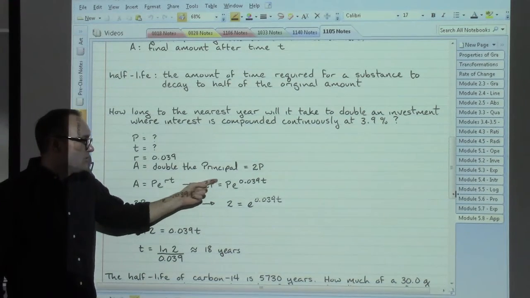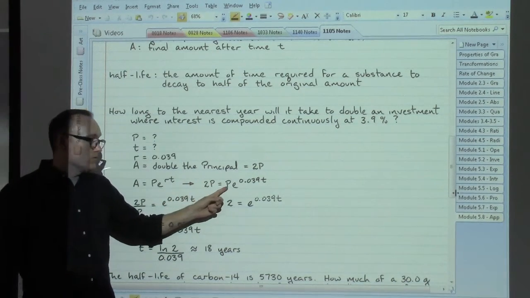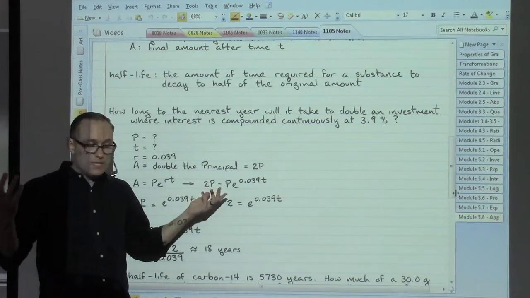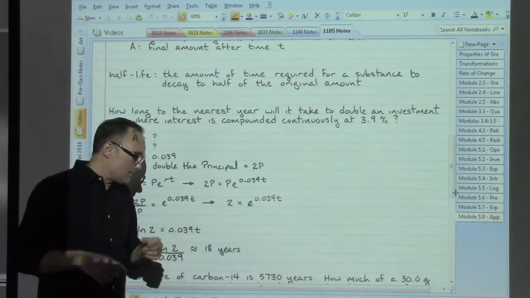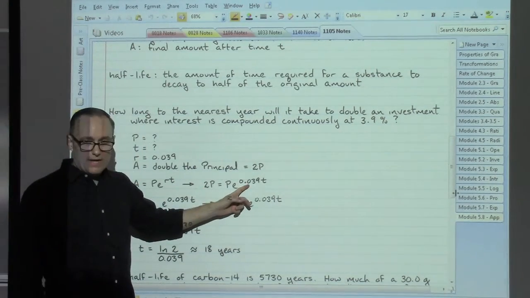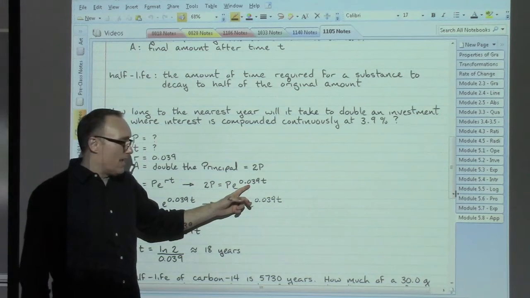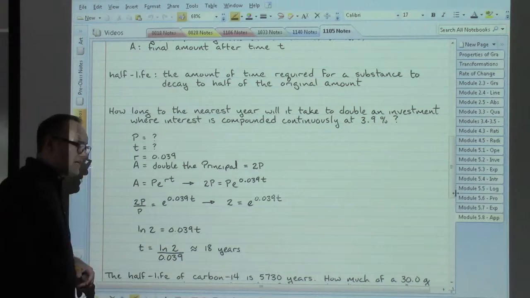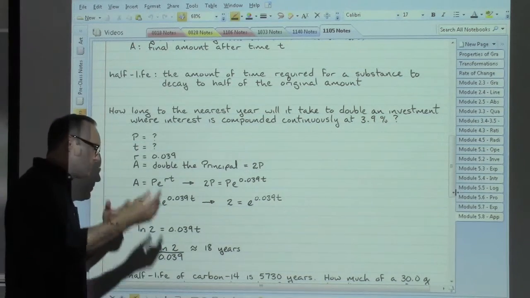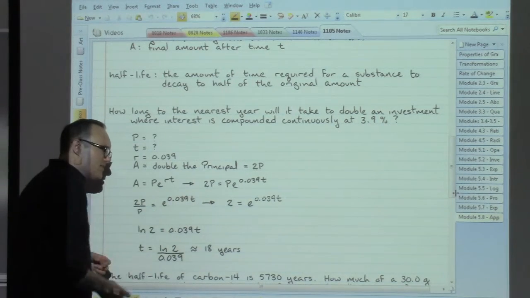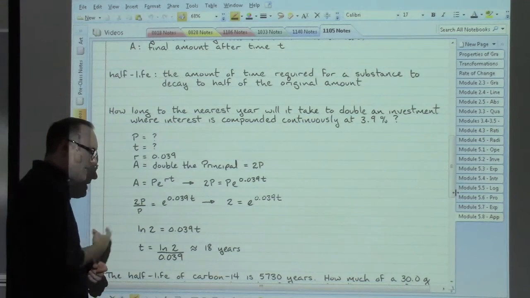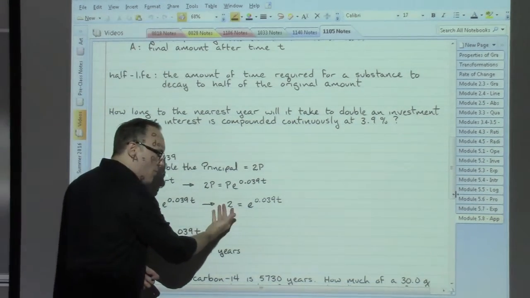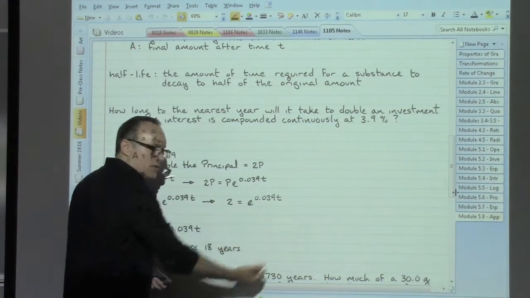2p as my accumulated amount equals my principal. I don't know what it is, but I don't care because it turns out it's not going to matter. Put my interest rate in there as the 0.039 times t. We've got to solve for t, so we got to use those equation solving skills. We got to get that exponential chunk by itself, divide on both sides by p, and look what happens. No more p showing up in that equation.